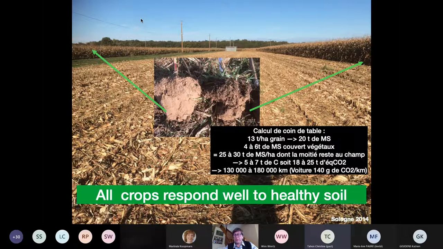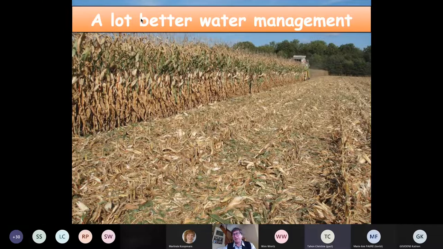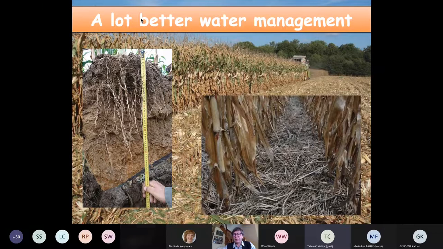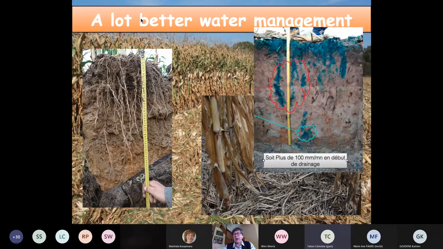I saw also in your study a lot of questions about water management. We changed a lot of things about the water management. You have already a better rooting due to better soil structure and earthworms. You also preserve a lot of residue on the top of the soil that limits evaporation and heating of the soil. And also, because of the earthworm channels, you can infiltrate heavy rain very fast.